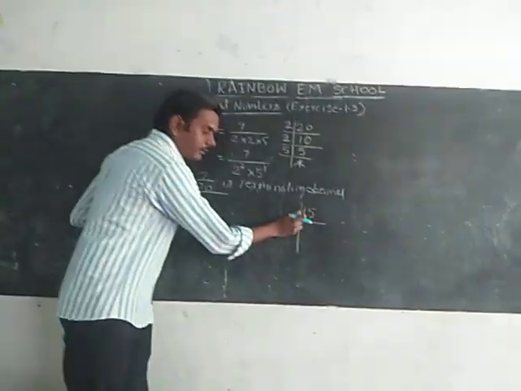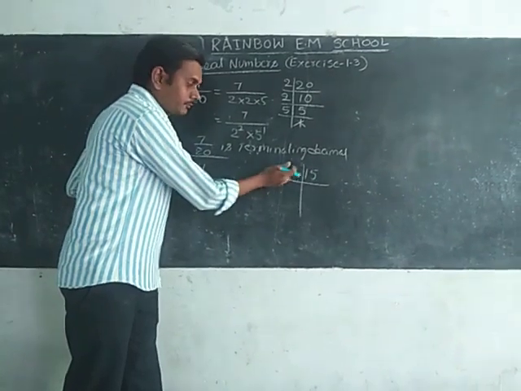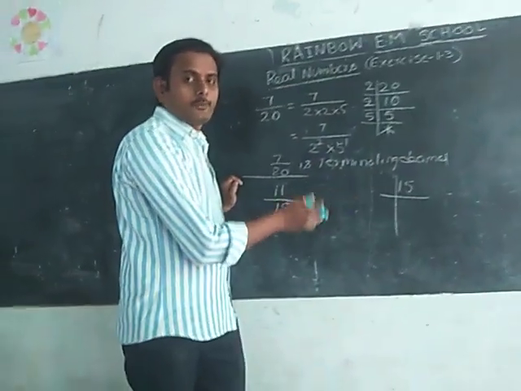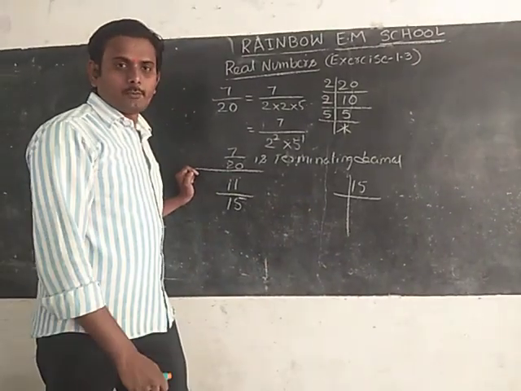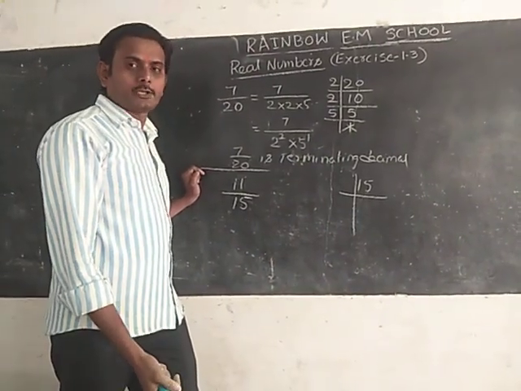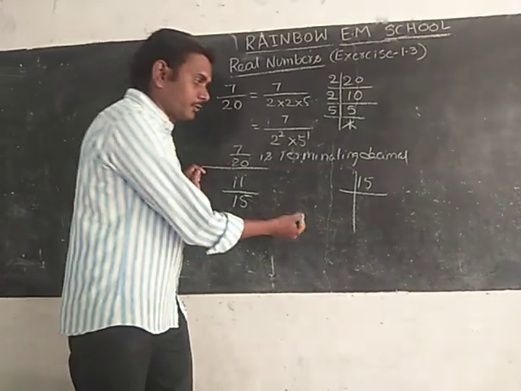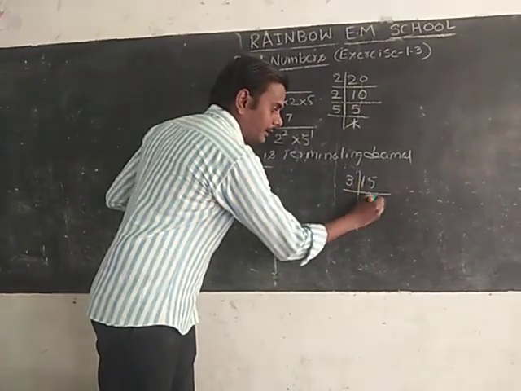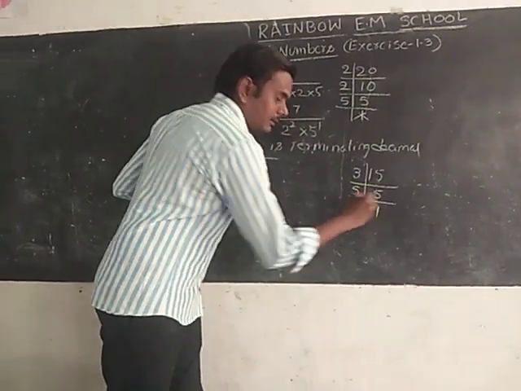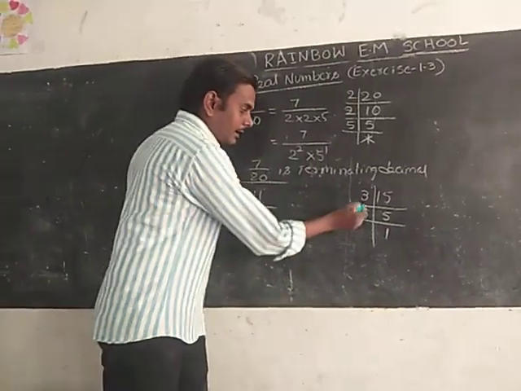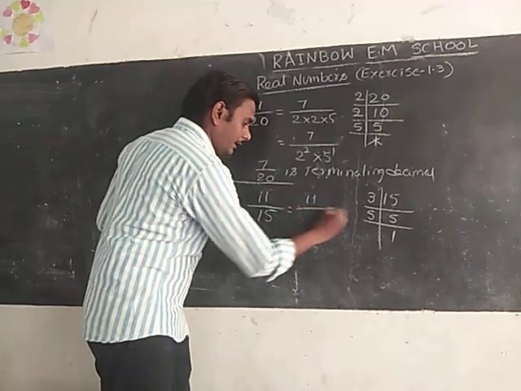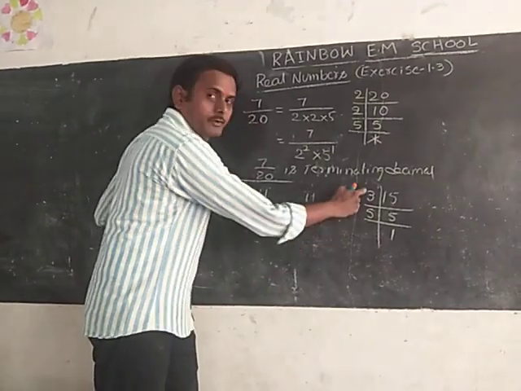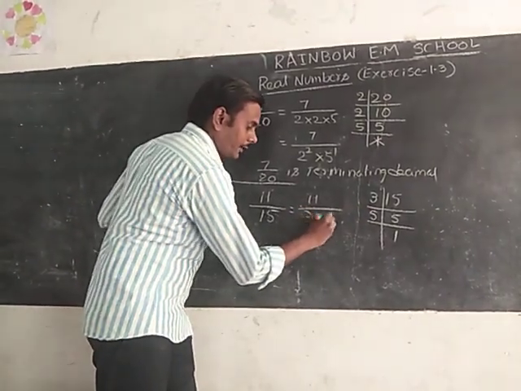Which is divisible by the 2 table? No. Which is divisible by the 3 table? While factorization is going on, we have to use prime numbers only. Prime numbers we already know: 2, 3, 5, 7. Only those numbers we have to use. 3 5s are 15. 5 1s are 5. Now we can write 11 by 15 as a product of prime factors, 3 into 5.